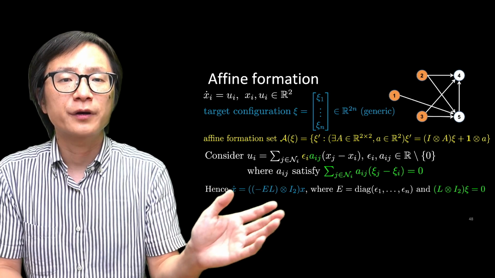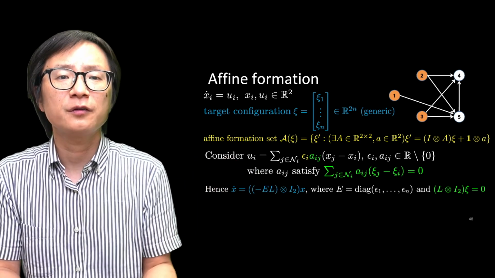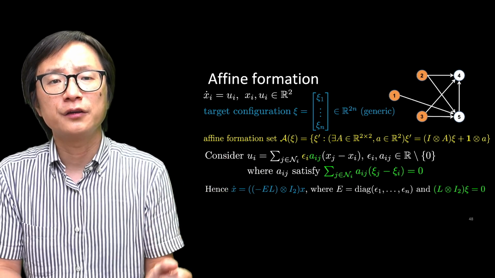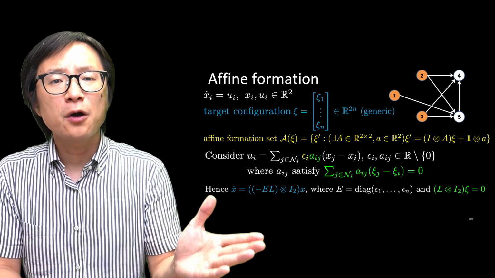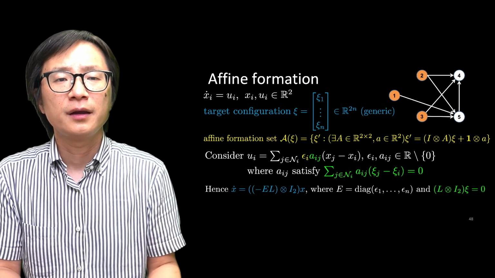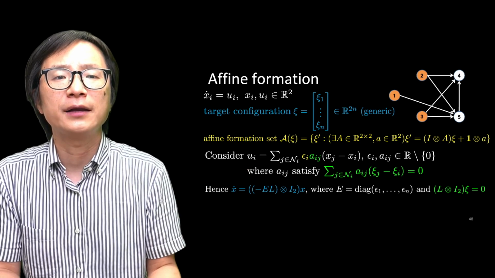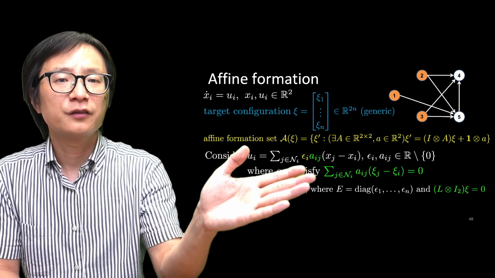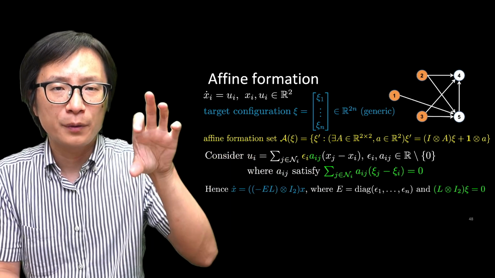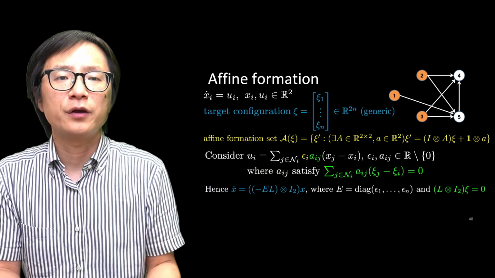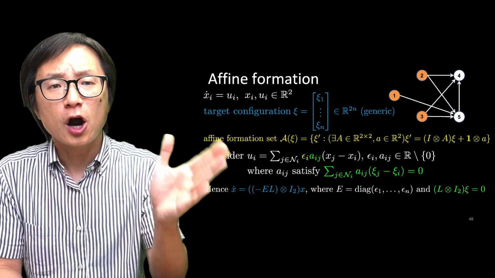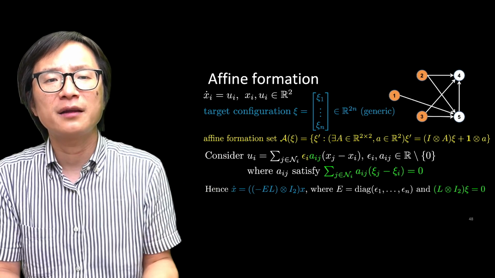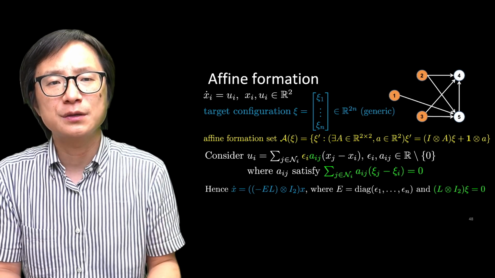E is a diagonal matrix whose diagonals are the epsilons. Since the epsilons are non-zero real numbers, E is invertible. And L is the signed Laplacian. And we have L Kronecker product I2 times xi is 0, thanks to these linear equations. When we stack them together, that's the equation we get. That means that our target configuration lies in the kernel of the signed Laplacian Kronecker product I2.